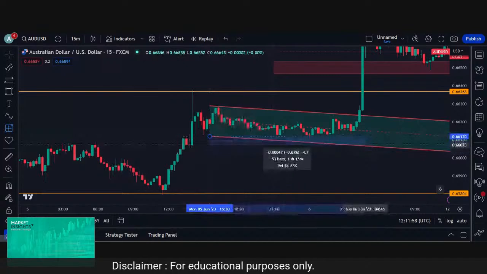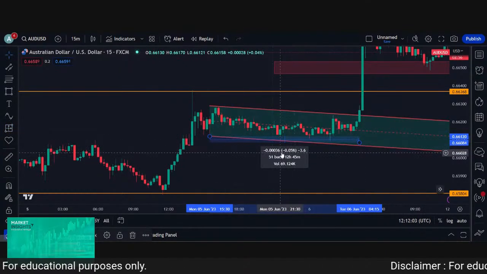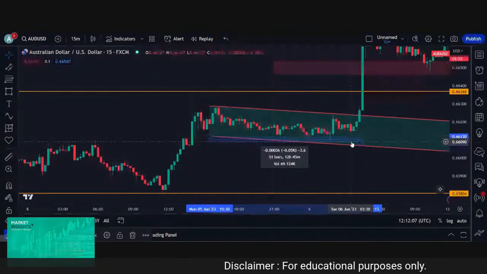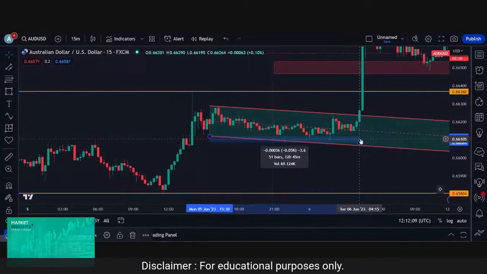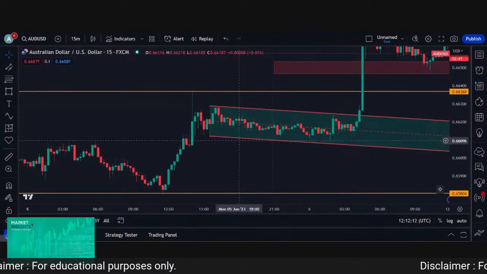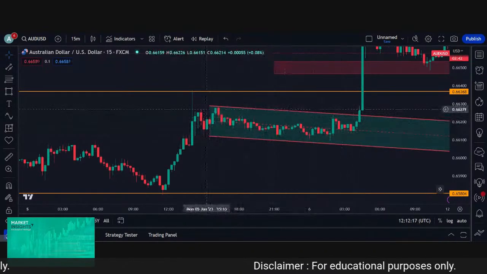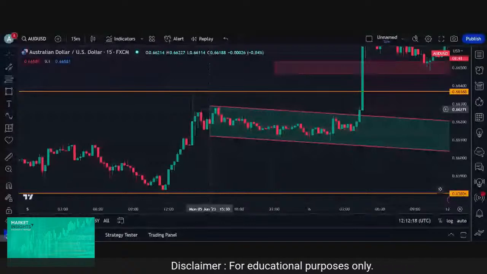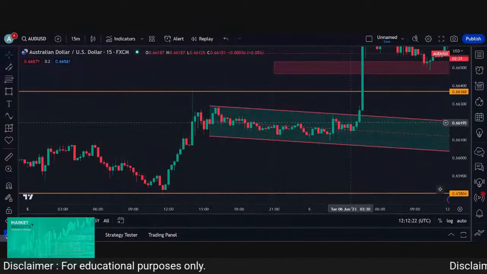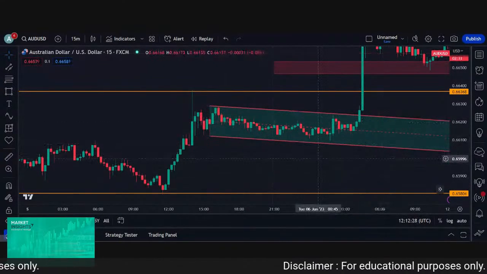From this one to this breakout point, it was almost 12 hours, so more than 12 hours, almost 13 hours. This whole process continued as a low volatility range. It started from almost afternoon of Monday, and it broke out today in the morning. So that was what was happening in the Australian dollar.